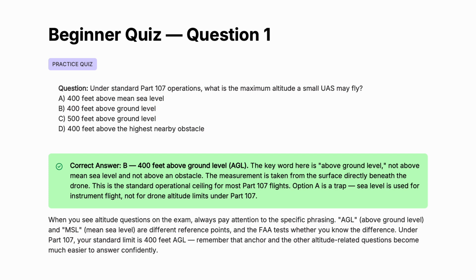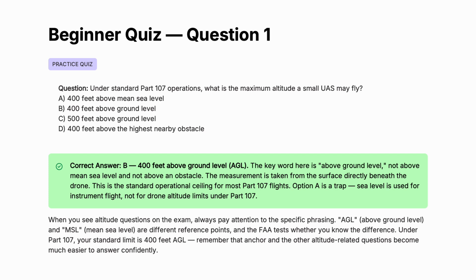The correct answer is B. 400 feet above ground level. The key phrase is above ground level, not mean sea level and not measured from a nearby obstacle. That measurement is taken from the surface directly beneath the drone, and it's the standard ceiling for most Part 107 flights. Option A is a classic trap.